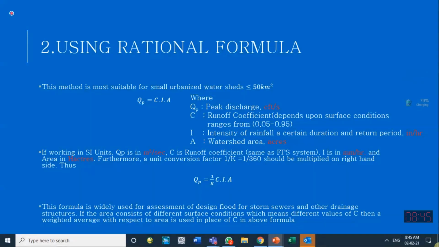We cannot design every structure for the maximum possible flood at that place. That is not viable, that is not an economical solution. So based upon the importance, and the duration for which that structure has to be there, we select a certain return period. You should keep in mind, a flood with a higher return period has higher values, and a flood with a lower return period has lower values.